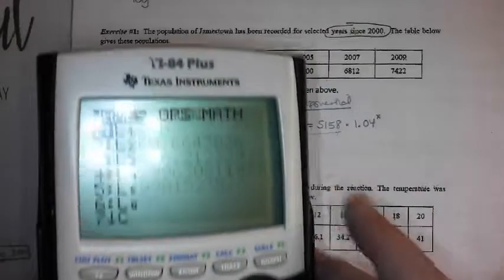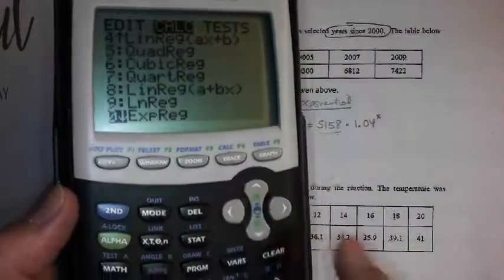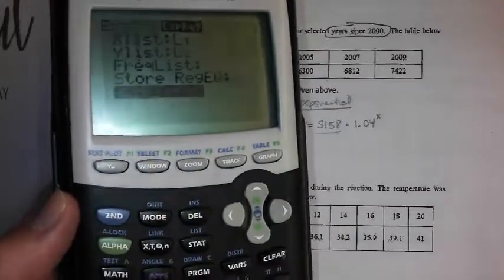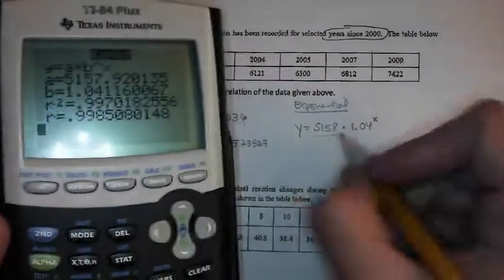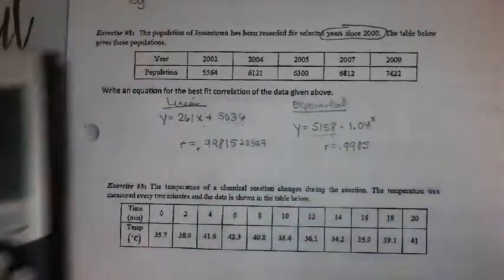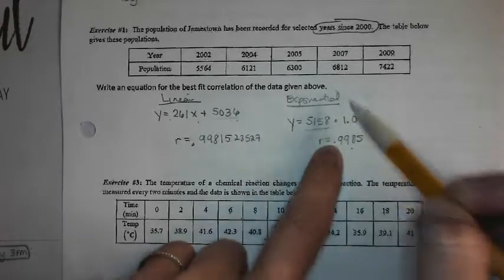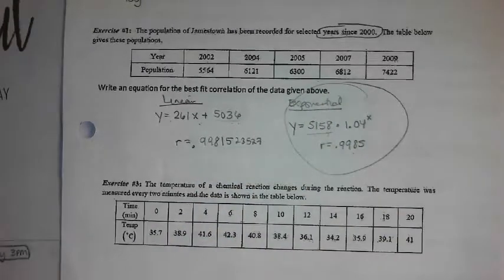If I rerun that exponential one, the strength of that correlation is 0.9985. Which one, now looking at it, is better? Exponential. Okay? It was hard to see that from the picture, but the closer it is to 1, this is actually the better option. Okie doke? Alright.